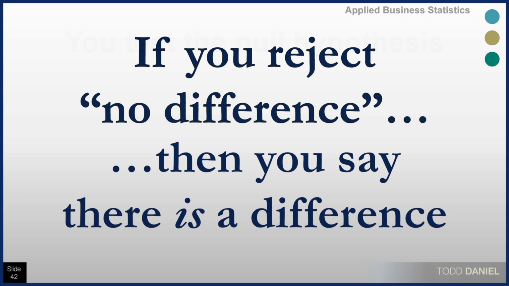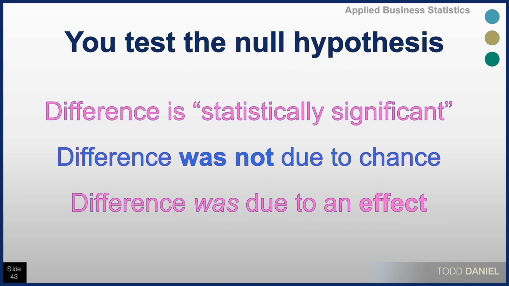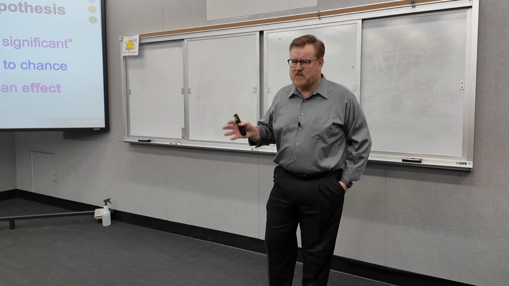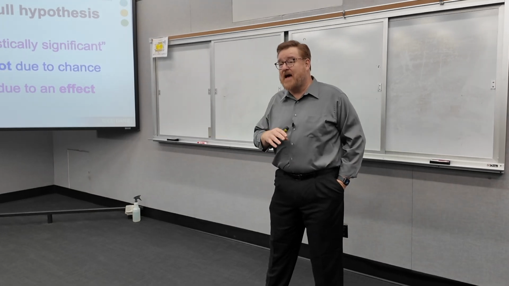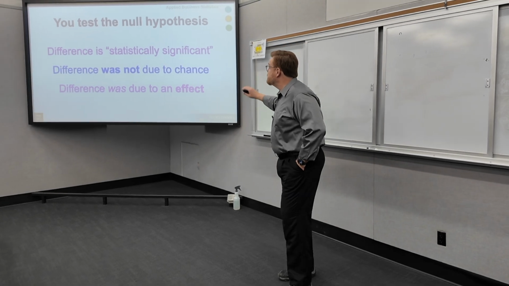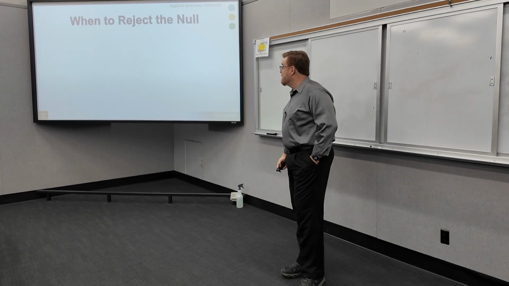You are accepting the alternative hypothesis. We'll say the difference is statistically significant. The difference was not due to chance. The difference was due to an effect. So we're testing a hypothesis and making the determination whether the difference that we observed was due to chance or an effect. If we reject the null, we're saying that it was not chance, it was an effect.